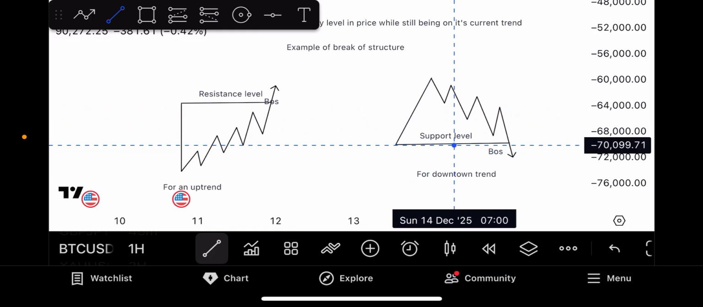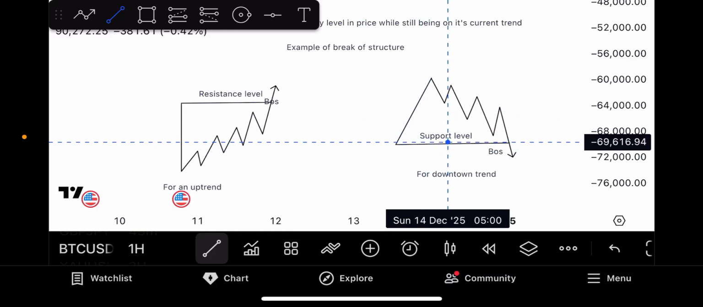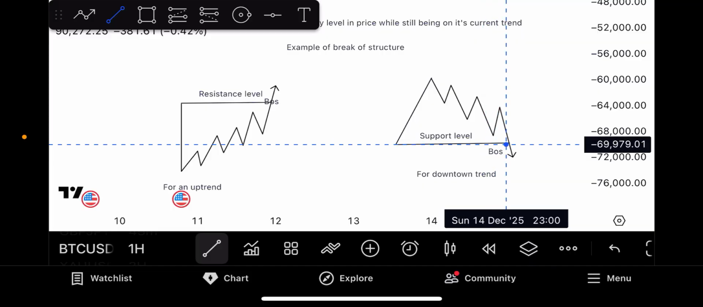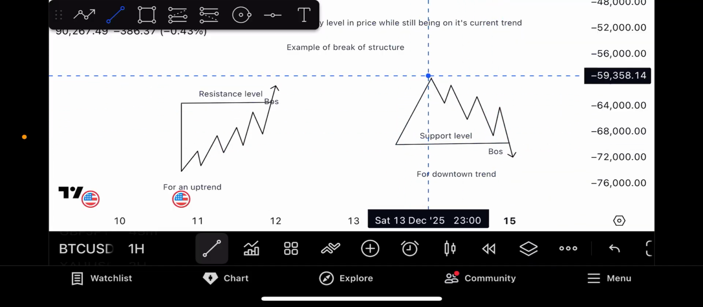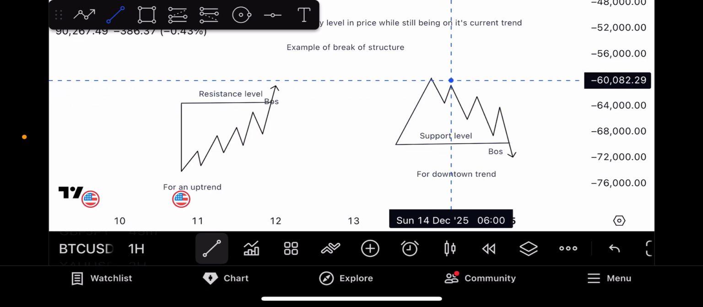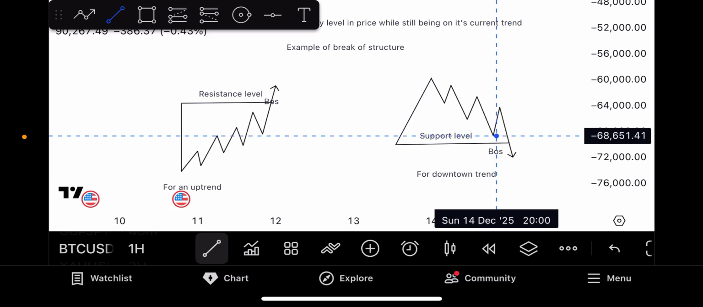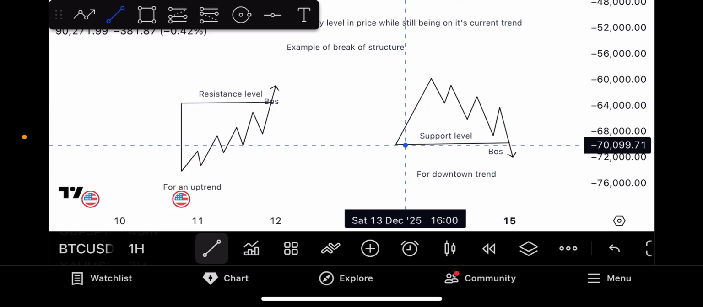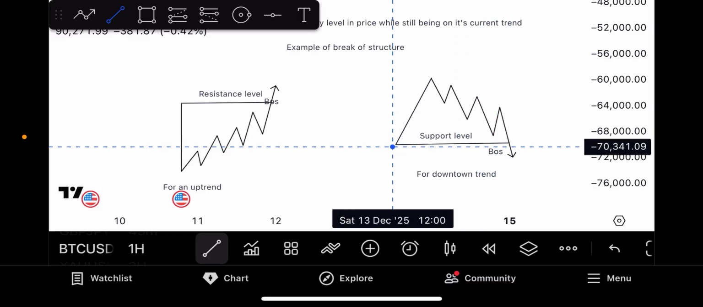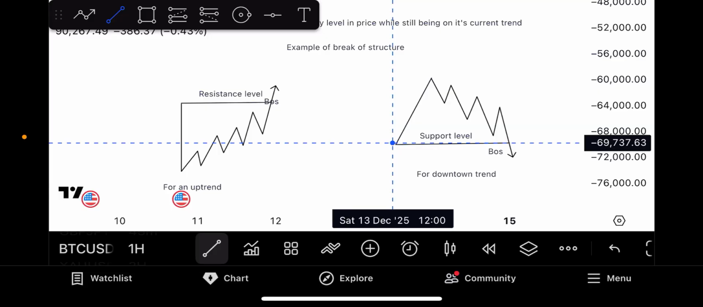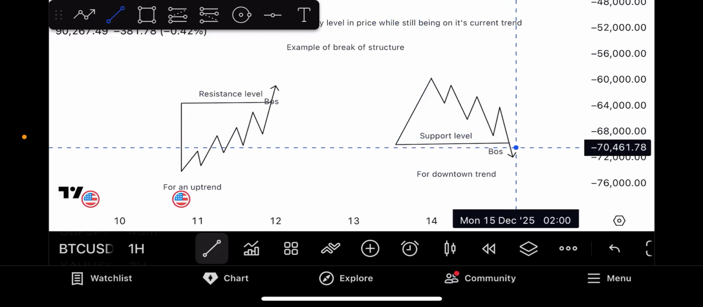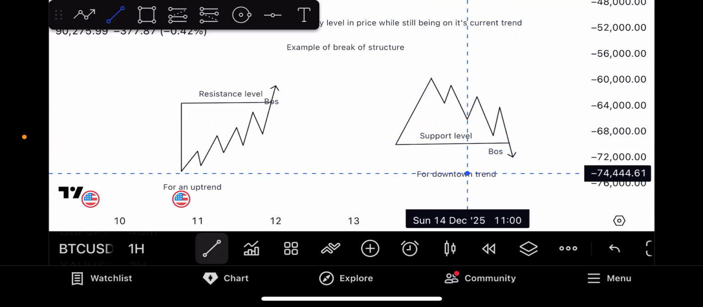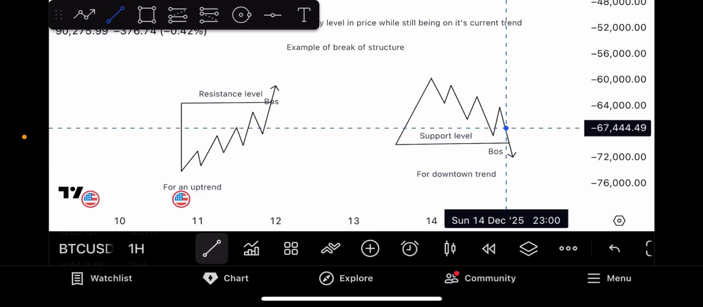While for a downtrend, this is a support level, and you could see the market was making a series of lower lows and lower highs, and broke past this support level. This support level that the market broke past is a key level. The support level that the market broke past is your BOS for a downtrend.